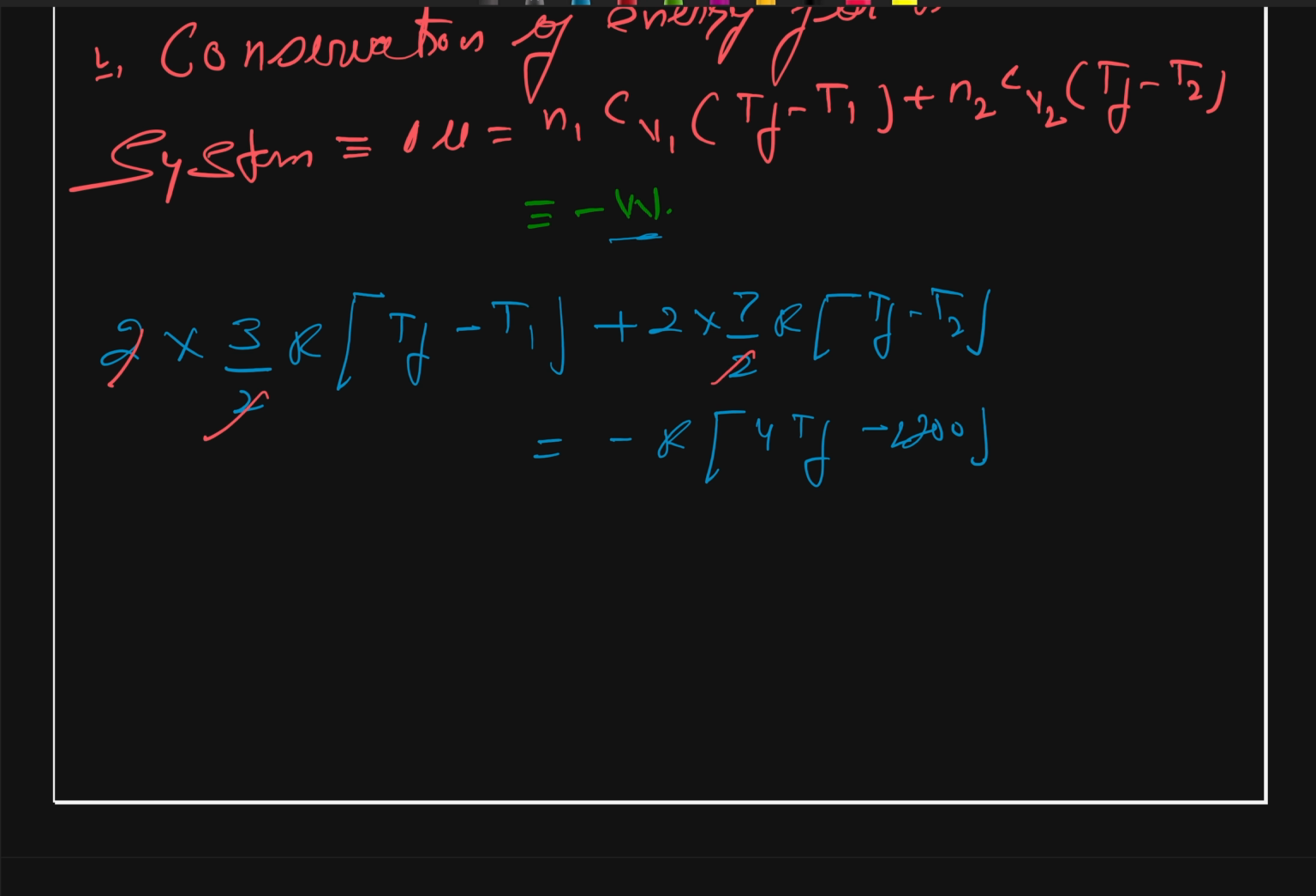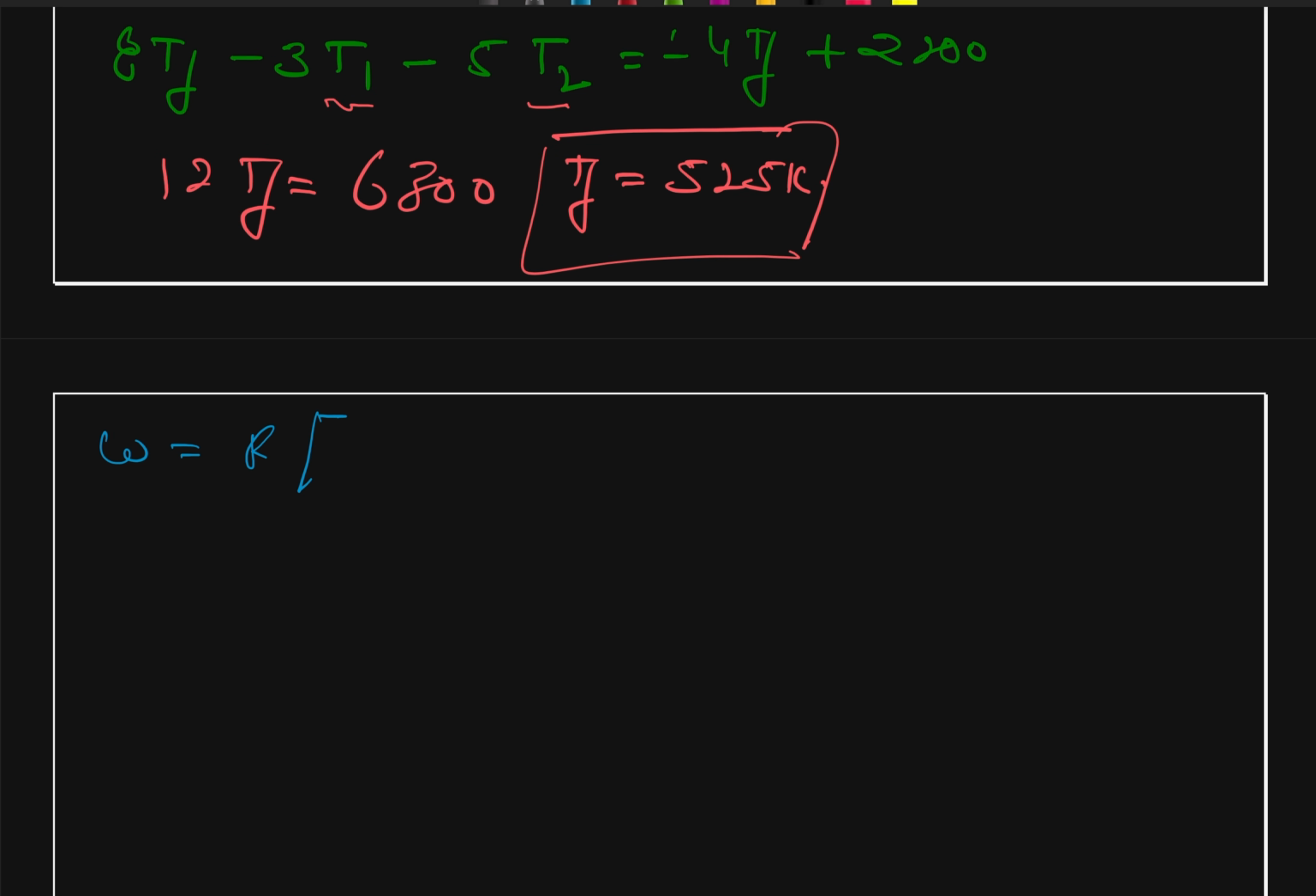Now we can easily find out our work done. So we say work done will be equal to R times 4.525 minus 2200, which gives us minus 100 R. So this is the work done. Okay, so it's a negative sign, so it means work is done on the gases.